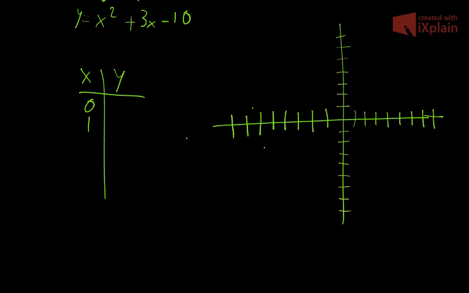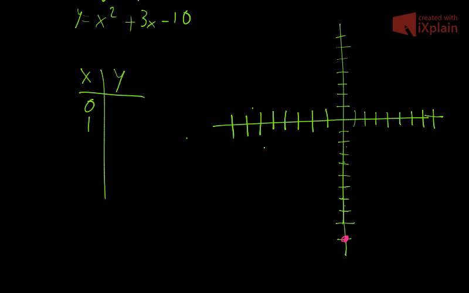Okay, so we're going to start with x is 0. If I plug in 0 for x, I get y equals 0 squared, which is 0, plus 0 minus 10. It's going to be all the way down at negative 10. I'm not sure I put enough tick marks on here. 1, 2, 3, 4, 5, 6, 7, 8, 9, 10. So that's where my first point is going to be. I'm going to do all my points in this wonderful pink color. And then I'm going to plug in 1 for x. And if I plug in 1, I'm going to get 1 squared is 1.